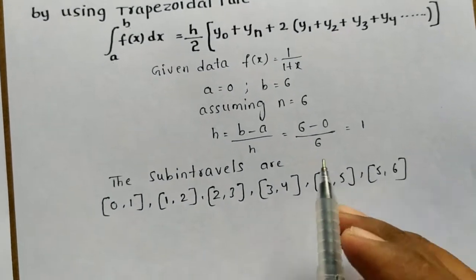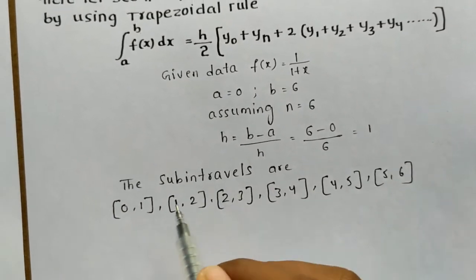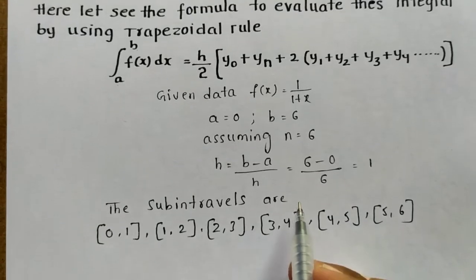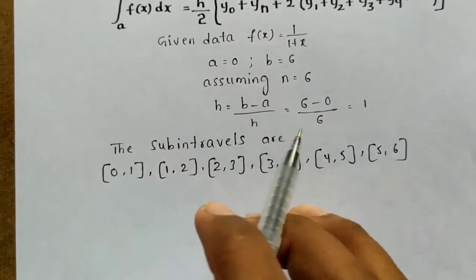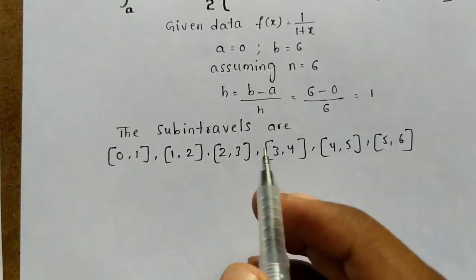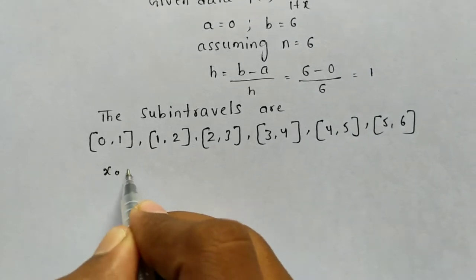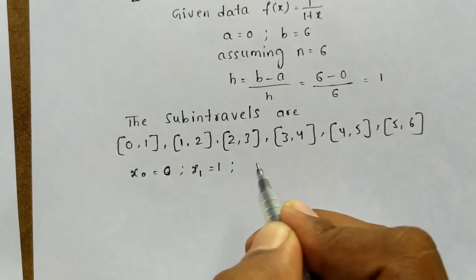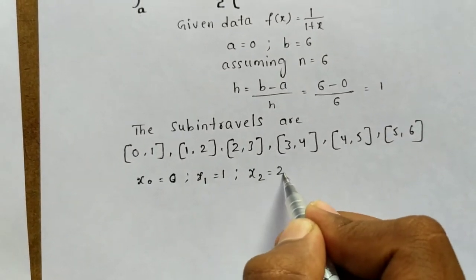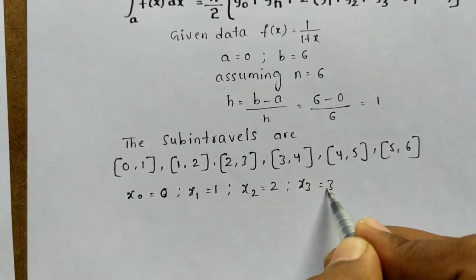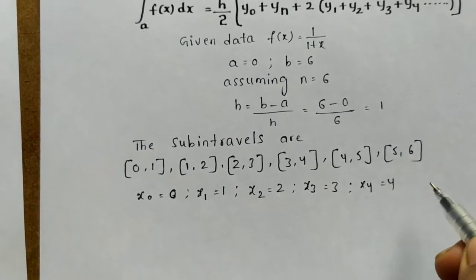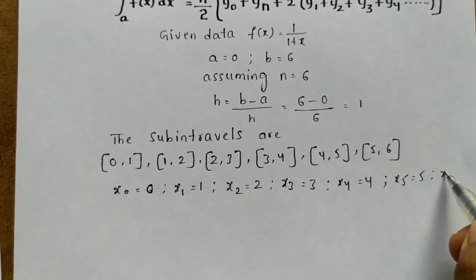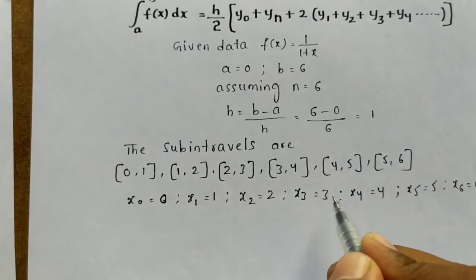Here are 1, 2, 3, 4, 5, 6 subintervals taken. Then denote these values with signs. Here x0 means the first value, that means 0, x1 is 1, x2 is 2, x3 is 3, x4 is 4, and x5 is 5. Similarly x6 is 6.